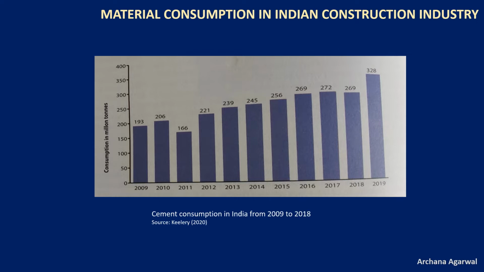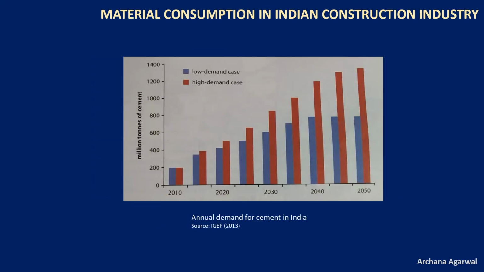India is the second largest cement producer in the world. A total consumption of about 270 metric ton was the annual trend since 2016, which rose sharply in 2019, as can be seen in the figure. The annual demand for cement in India is predicted to rise, as can be seen from the figure on the screen. Limestone is the main raw material used for the manufacture of cement. Thus, the demand for limestone will also increase.